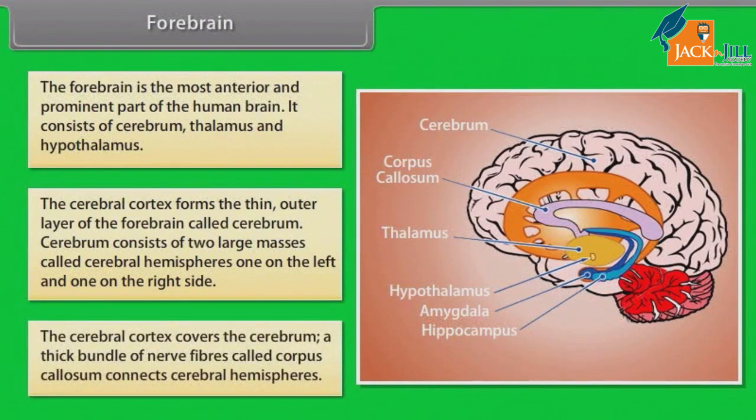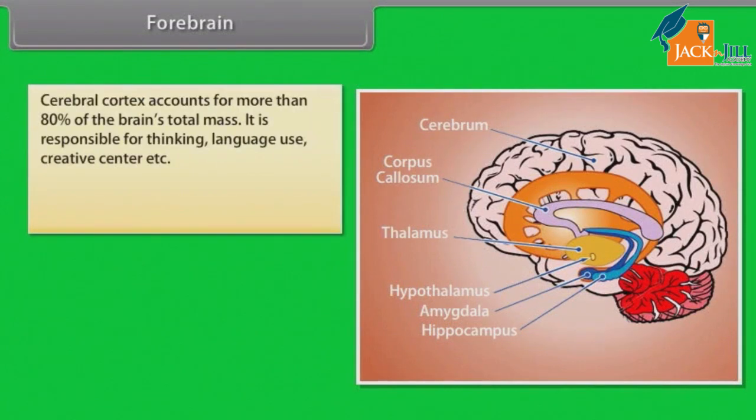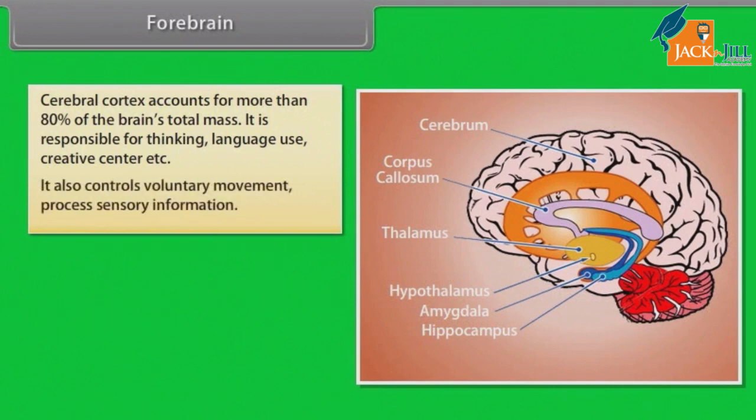The cerebral cortex covers the cerebrum. A thick bundle of nerve fibers called corpus callosum connects the cerebral hemispheres. The cerebral cortex accounts for more than 80% of the brain's total mass. It is responsible for thinking, language use, creative center, etc. It also controls voluntary movement and processes sensory information.